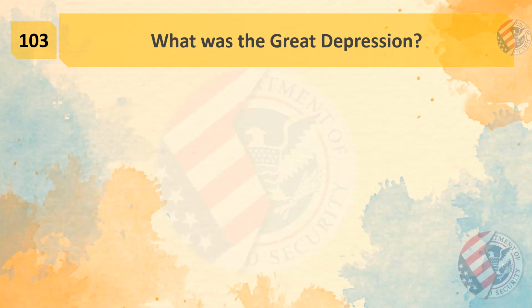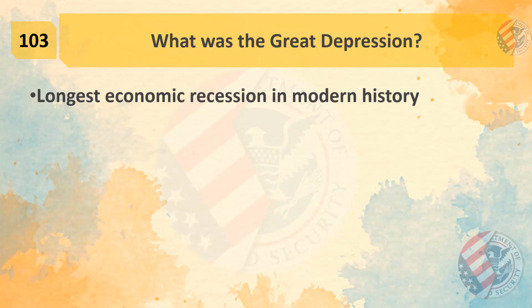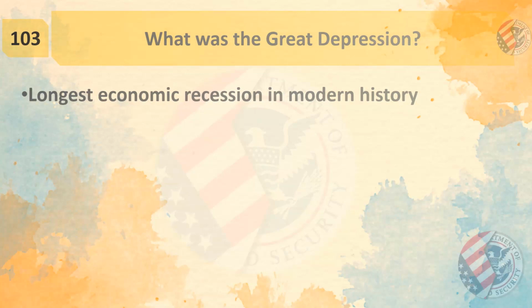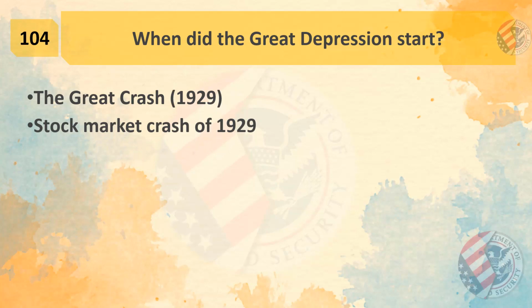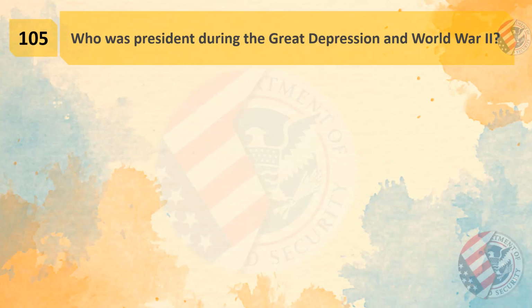What was the Great Depression? Longest economic recession in modern history. When did the Great Depression start? 1929. Stock market crash of 1929. Who was president during the Great Depression and World War II? Franklin Roosevelt.